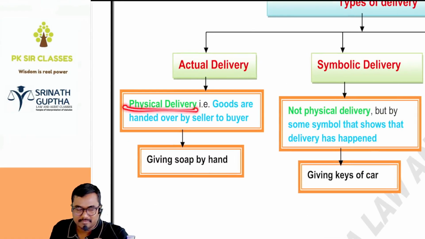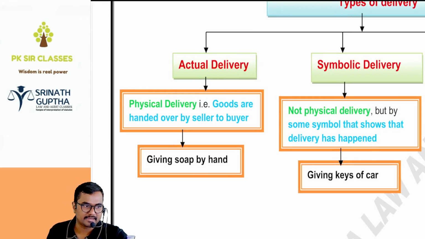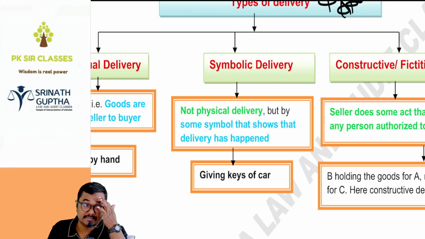It is also said to be physical delivery: physically handing over the goods from seller to buyer, like a bottle, a remote, a pencil, a pen, soap. That is actual delivery. Symbolic delivery is not a physical delivery.